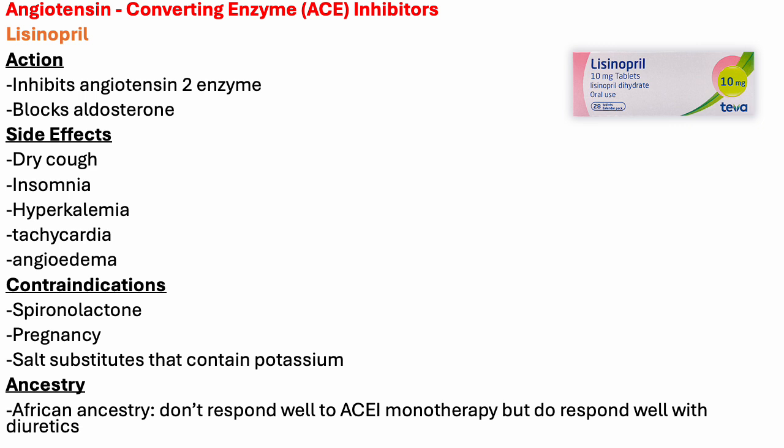As far as ancestry, African American ancestries usually don't respond well to these ACE inhibitors, but they do respond well with diuretics. So like hydrochlorothiazide, you could give as a diuretic if the patient's not responding well to the ACE inhibitor. So you could either combine it with the ACE inhibitor or just give it completely separate.